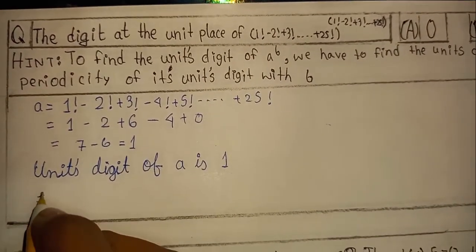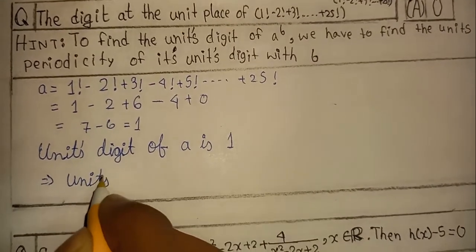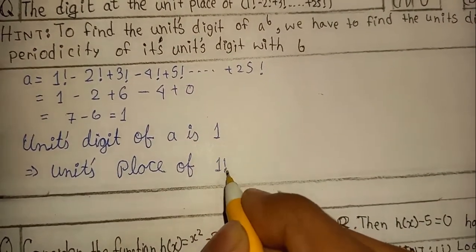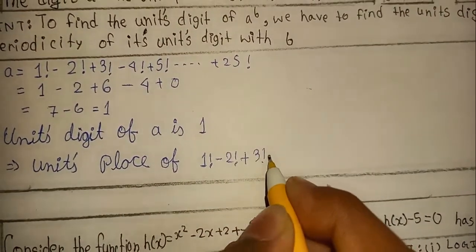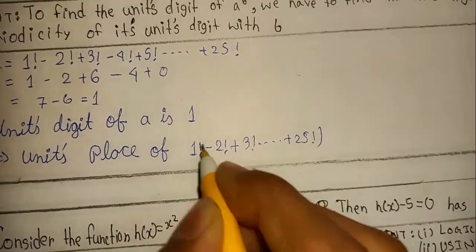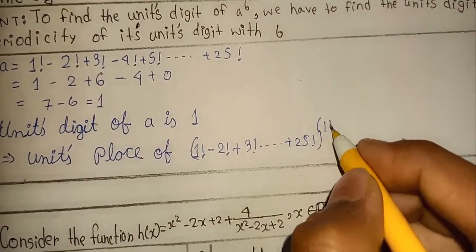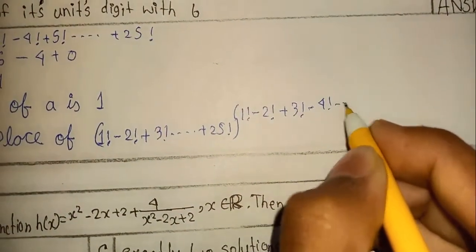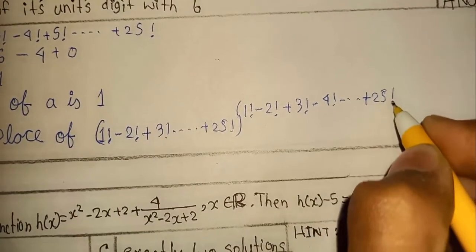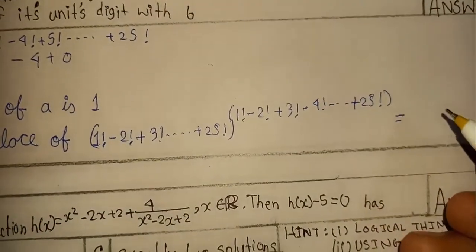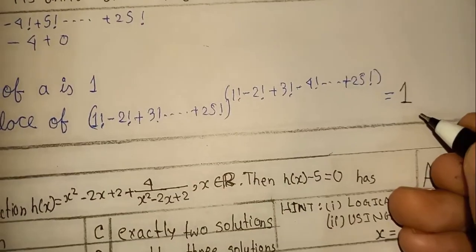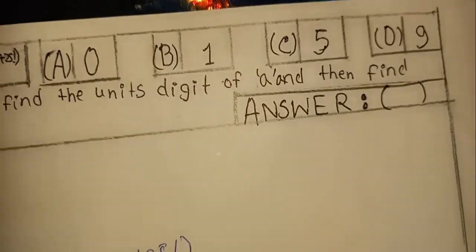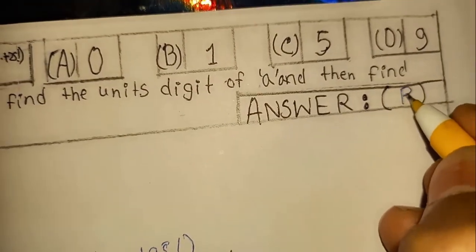So we can say the units place of (1 factorial minus 2 factorial plus 3 factorial and so on till 25 factorial) to the power (1 factorial minus 2 factorial plus 3 factorial minus 4 factorial and so on till 25 factorial) equals 1. That means according to the question our answer is B.